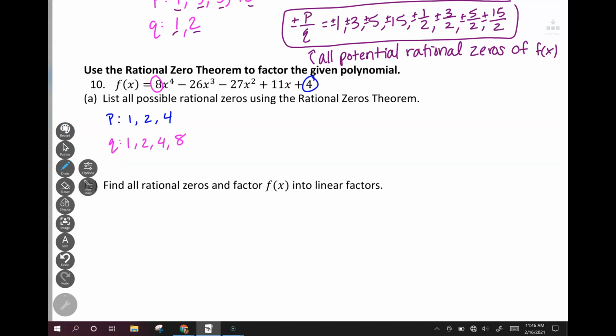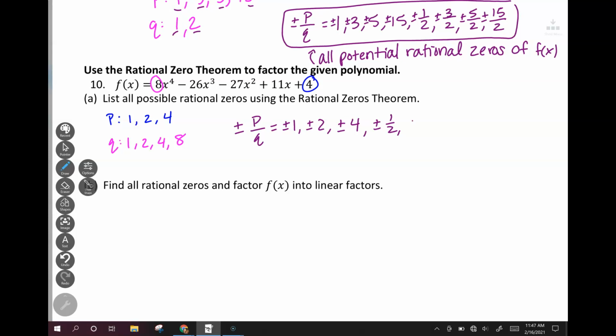Now you get your list of plus or minus p divided by q. So I'll have plus or minus 1, plus or minus 2, plus or minus 4, just dividing all 3 of my p's by 1. Now I'm going to divide them all by 2, plus or minus 1/2, plus or minus 1, right? If I do 2 divided by 2, so I don't need to write that again. And then I have plus or minus 4 over 2, which again is 2, so I already have that one.